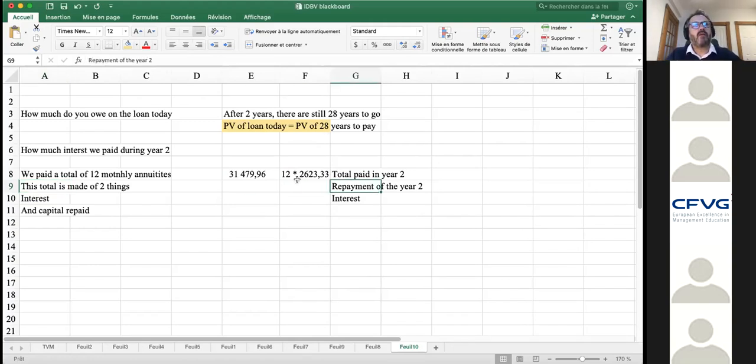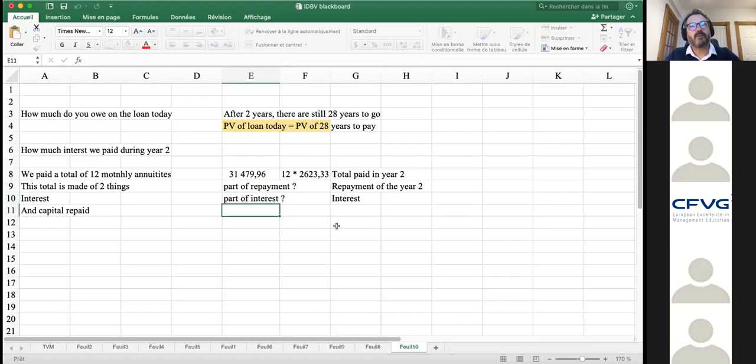So now we want to know what is a part of interest, part of capital repaid, part of repayment. Okay, and what is a part of interest, which is in this total. What is a part of repayment? What is a part of interest?